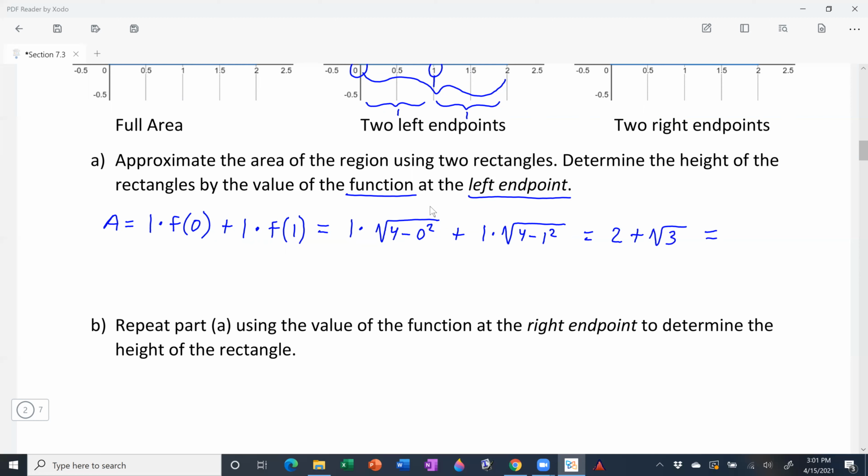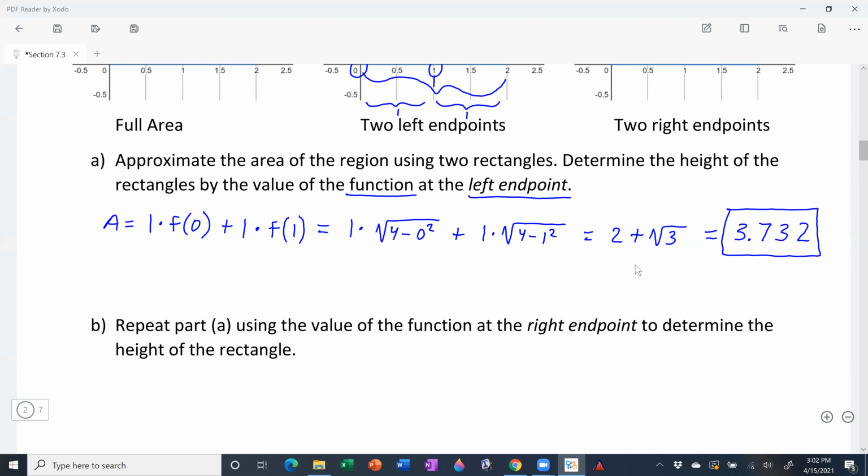I do want to get decimal approximations because we want to compare all of our different answers. So I'm going to type this in, 2 plus square root of 3, and I'll just use a few decimal places here. 3.732. So that's approximating the area of that region using 2 rectangles with left endpoints.